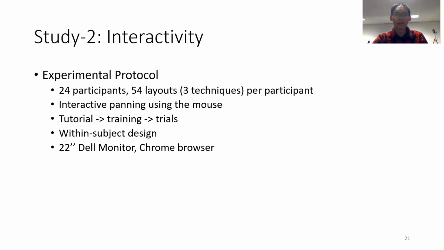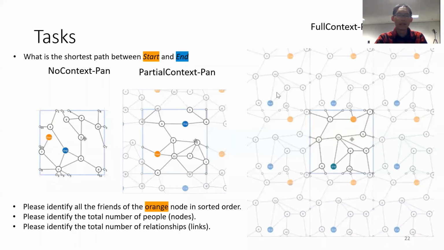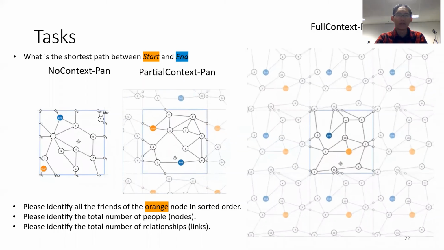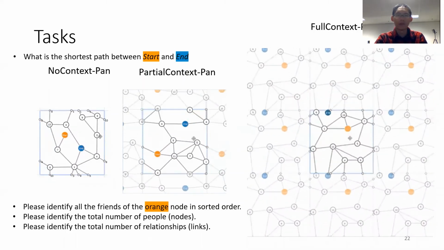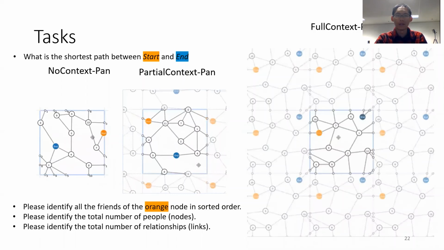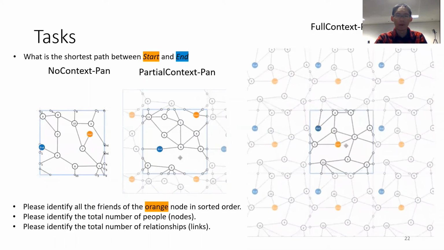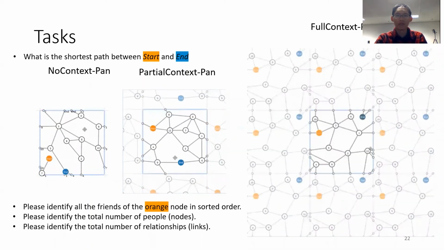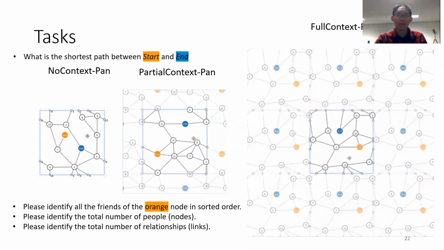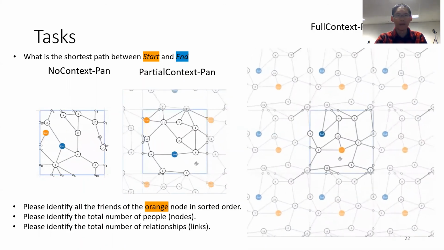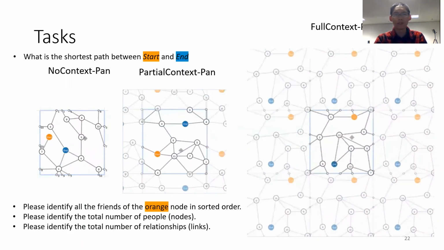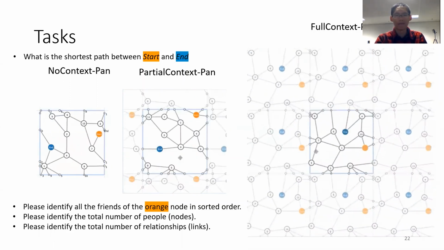Since edge wrapping is not applicable to standard node-link representation, we do not repeat the same trials for non-torus. The tasks were the same as the first study. During tutorial and training, we familiarize the user with network diagrams and the interactive panning to identify the number of friends of a person, the shortest path between two people, and the total number of people and relationships in the network. This example shows the shortest path between start and end.